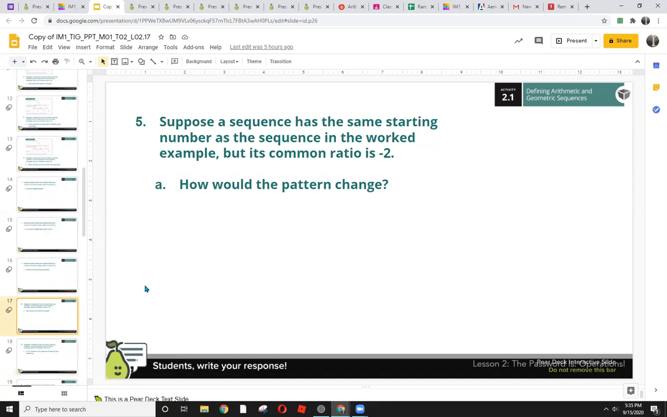Okay, so how will the pattern change if we multiply by -2? Well, if you multiply by -2, it's going to be going back and forth. So you start at +1, and then it goes to -2, and then it goes back to +4, and then back to -8. So it's going to be switching between positive and negative. It's also called alternating. And there's another word. I'll see if I can remember what the word is that means the same thing, changing from positive to negative.